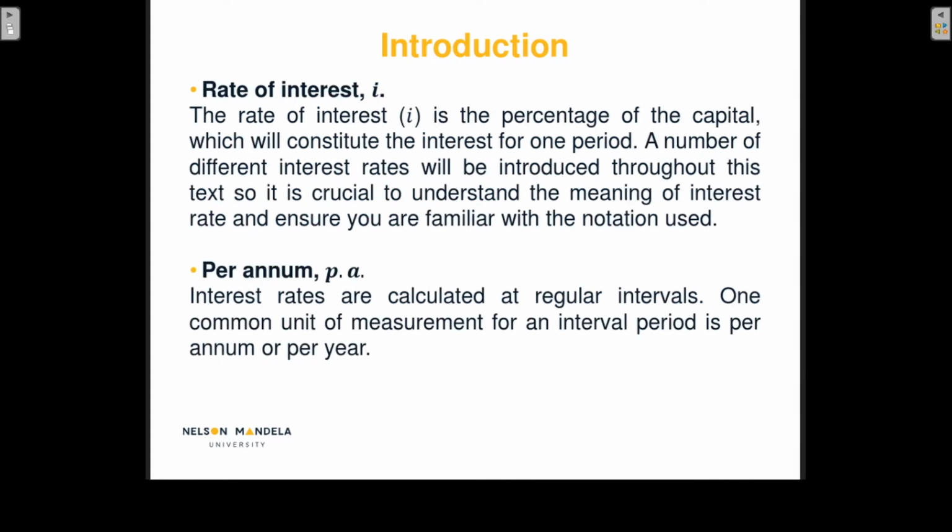The interest rate, lowercase i, is the percentage of the capital which will constitute the interest for one interest period. So the interest rate can be something like 10%, or we can also write it in decimal form like 0.1. Okay, and then lastly, per annum, interest rates are calculated at regular intervals, and one common unit of measurement for an interval period is per annum or per year.